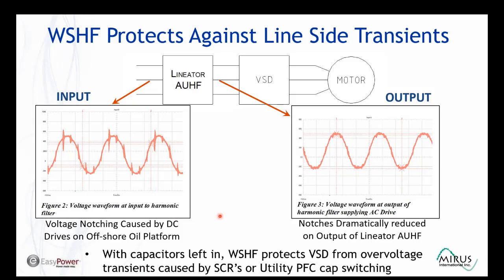So this slide shows some measurements taken on an offshore drilling rig where there were voltage transients, a dip in the voltage and then an overshoot and ringing associated with that. That was the result of the phase back angle control of the DC drives in interaction with the system impedance, the generator impedance. So these over voltage conditions were causing the variable speed drives to fail.